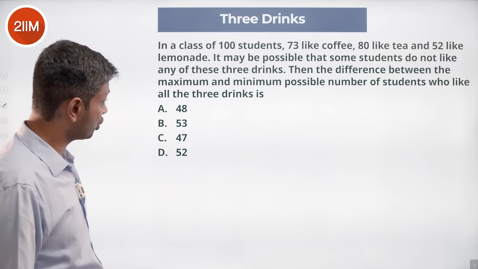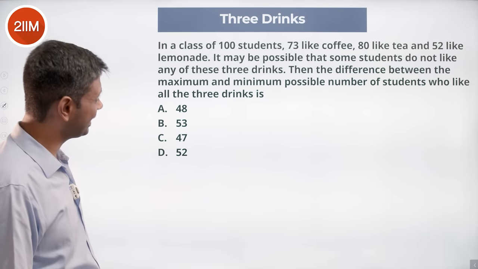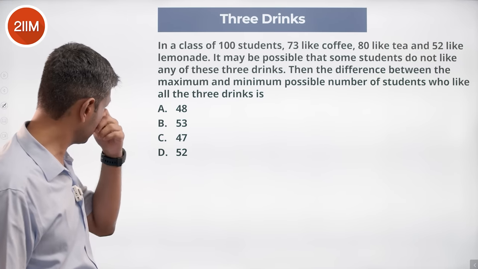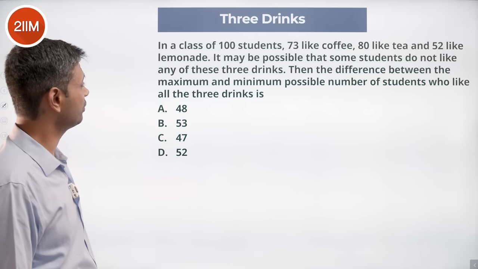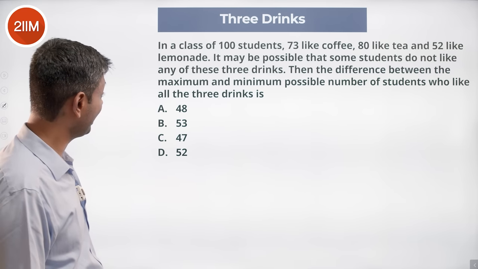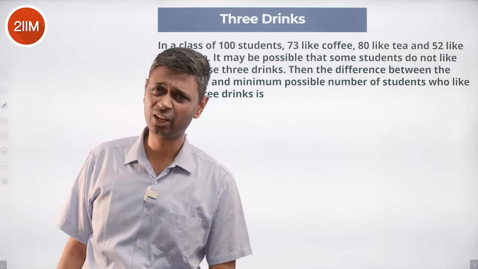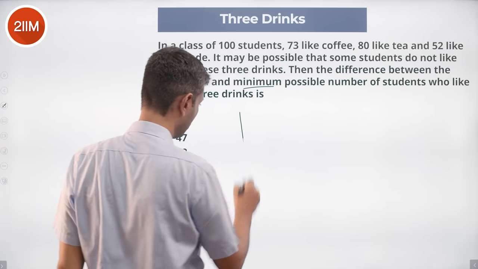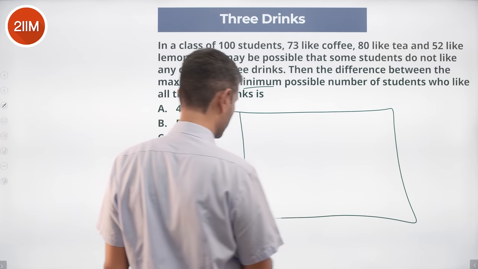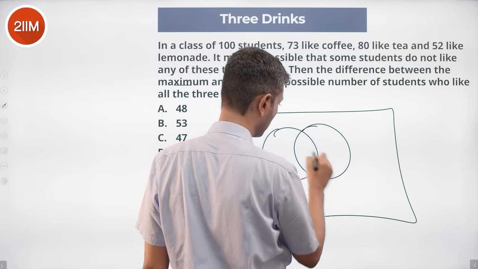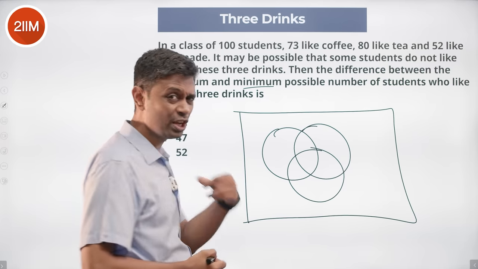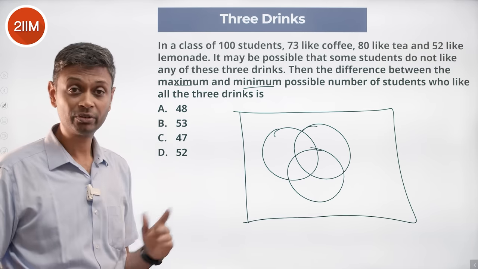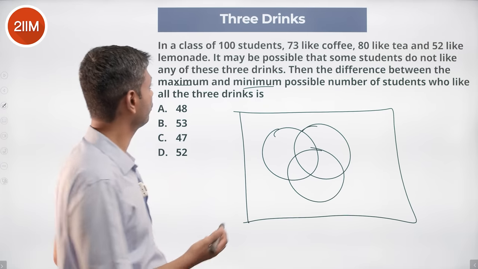In a class of 100 students, 73 like coffee, 80 like tea, and 52 like lemonade. It may be possible that some students do not like any of these three drinks. The difference between the maximum and minimum possible number of students who like all the three drinks is a pain in the neck question. It's very tough, very time consuming. Anytime you have maximum and minimum in set theory, we should say, hey, maybe I'll stay a couple of steps away from this. If it's three questions or two questions, we find the difference. Fine, not worth it.